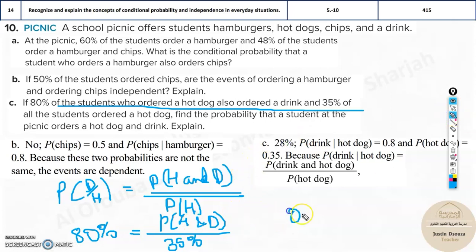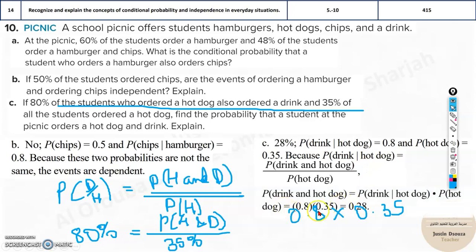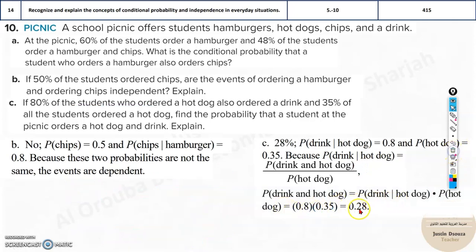That is 0.8 multiplied with 0.35. That would be the answer. Just put it in the calculator. You'll get the answer, 0.8 and 0.35. The answer is 0.28. So you must be thorough in conditional probability, how you solve conditions. The first condition, whatever the condition is, will be divided by that probability and will be used.